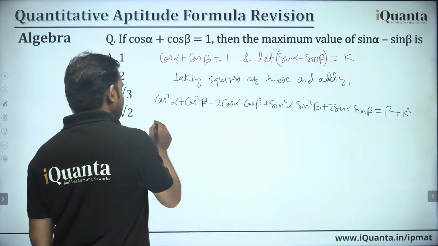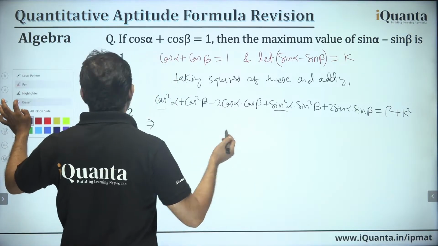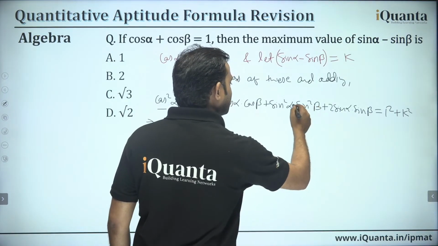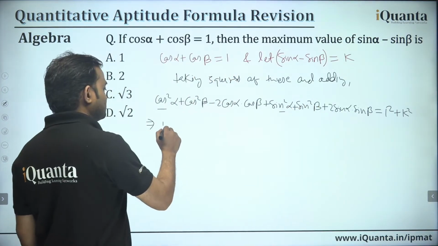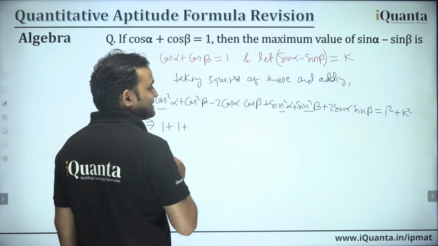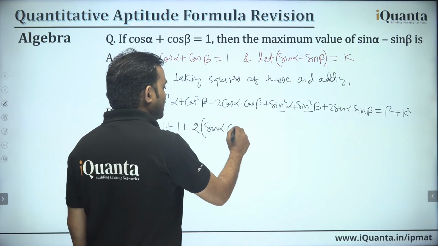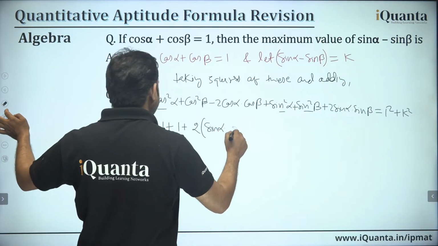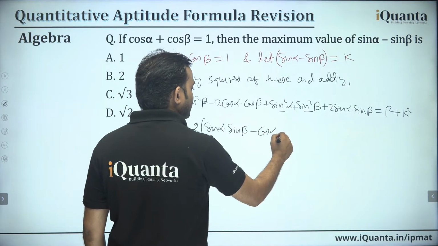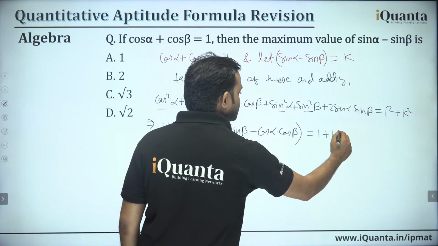So from there, can I say cos square alpha plus sin square alpha will become 1. Cos square beta plus sin square beta will also become 1. And then I can take common 2 into sin alpha into sin beta minus cos alpha into cos beta. This will be equal to 1 plus k square.